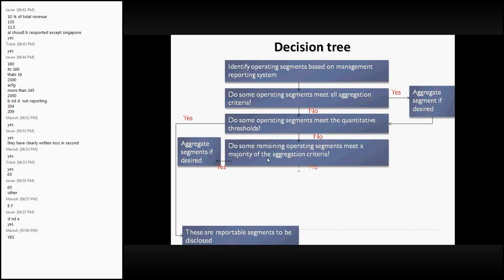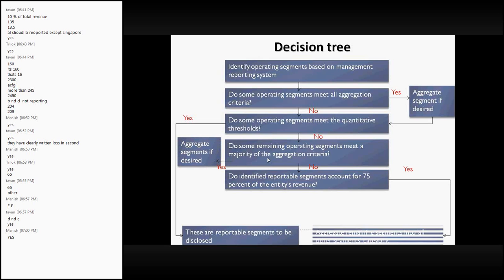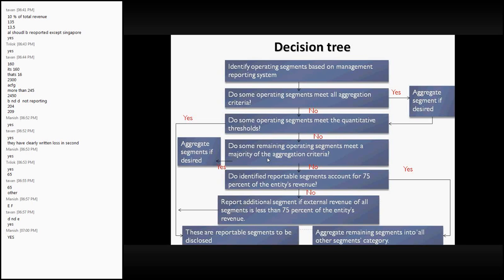If no, we'll see whether the identified reportable segments account for 75% of the entity's revenue. Yes, aggregate remaining segments into the all other segments category. If no, we'll have to club additional segments, report additional segments if external revenue of all segments is less than 75% of the entity's revenue. Additional segments D and E are made reportable to reach the 75% threshold, and they are reportable segments to be disclosed. I hope this is clear now.